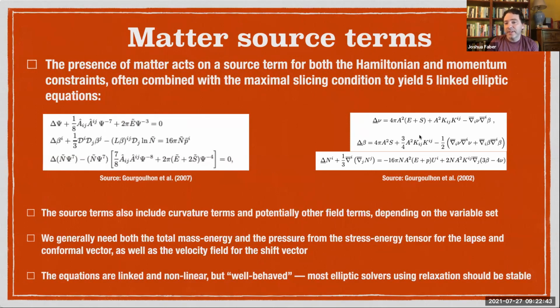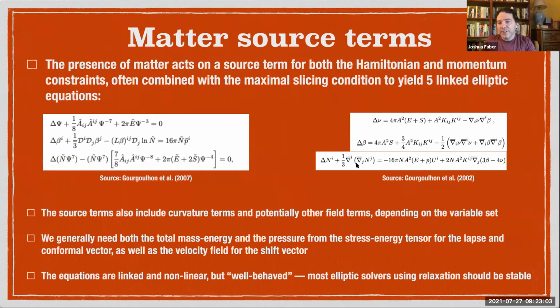Those came up in punctures. And depending on the equations that you've chosen to write down, you might get additional field term derivatives. It essentially has to do with which quantity you are taking the Laplacian of in your solution. All of these can be handled by a typical elliptic solver.